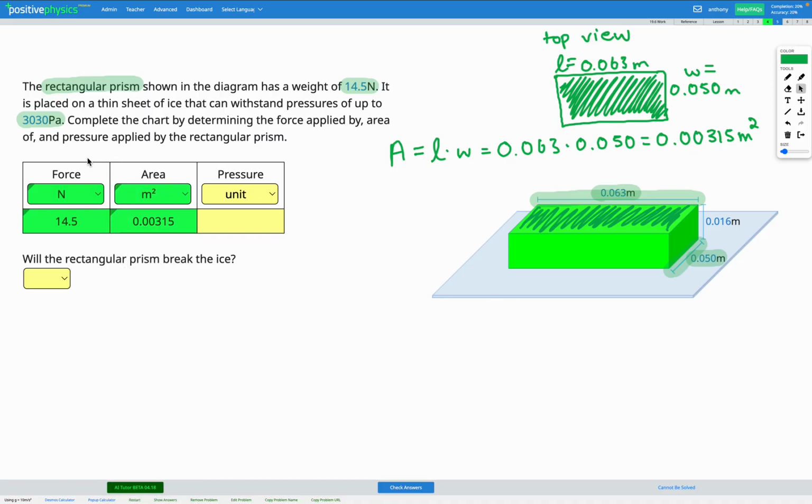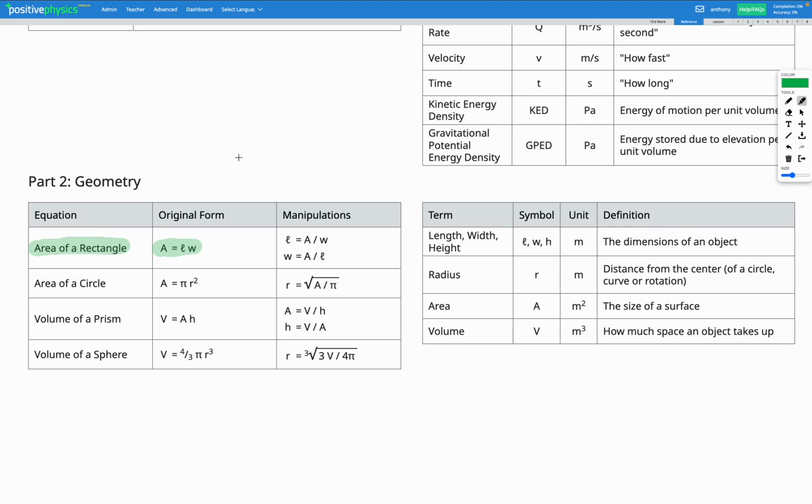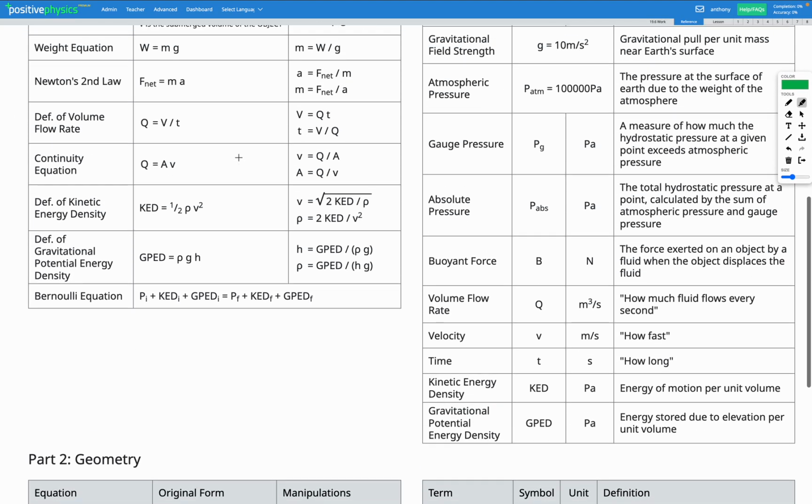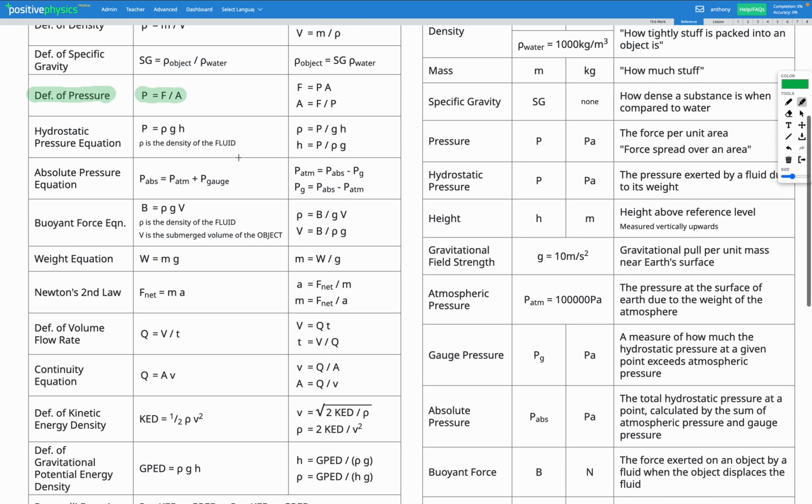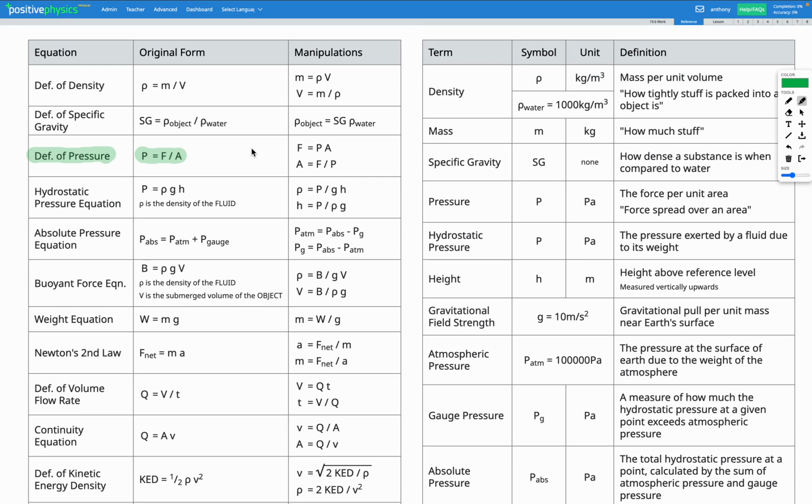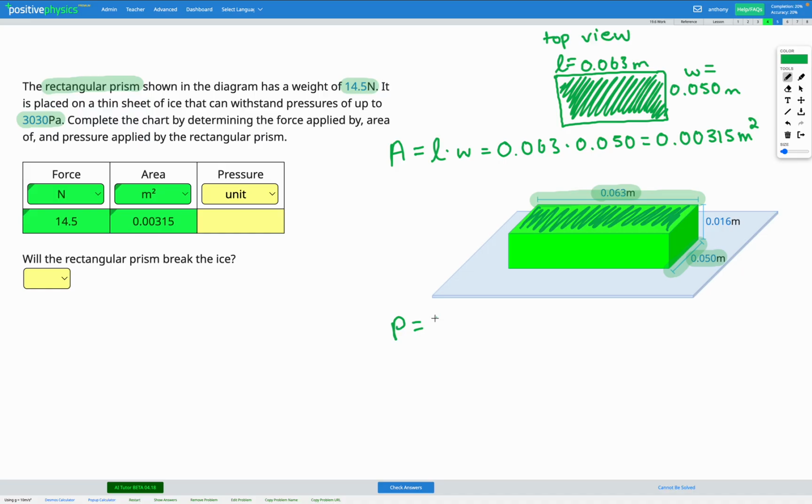Awesome. So we have our force, we have our area, we need to find the pressure. Let's head to the reference sheet. And we're going to head back up to the part with our equations. And here, same as before, we're going to use our definition of pressure equation. Pressure equals force divided by area. We're looking to find the pressure, so this equation is already arranged correctly for us. We just need to put our numbers in.